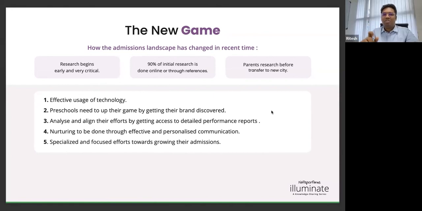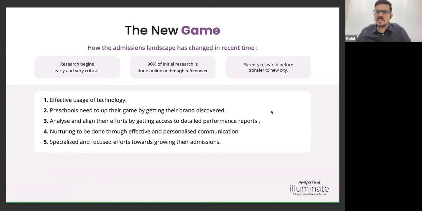In fact, second, I will just add one thing. Whenever we think with the mindset of a user or a consumer, if we want to find something, the first thing we do is go to Google and ask for a school near me or a preschool near me. I would like to see everything using technology, rather than step out of my house and then start researching. That was the old time, but in the new time, as users, most of us would like to research using technological platforms or search engines. Right. So the second point we mentioned is that preschools need to up their game by getting their brand discovered.